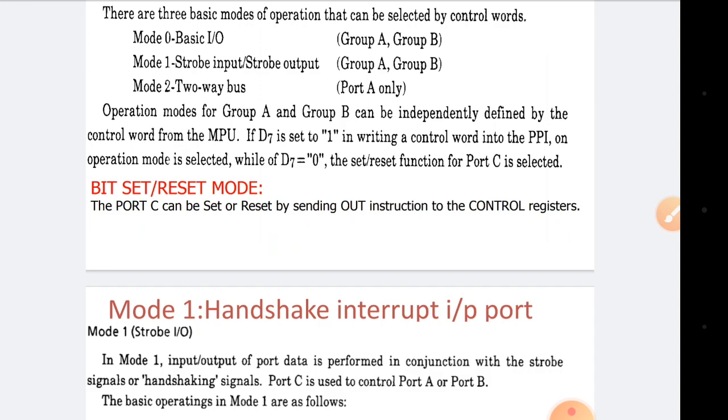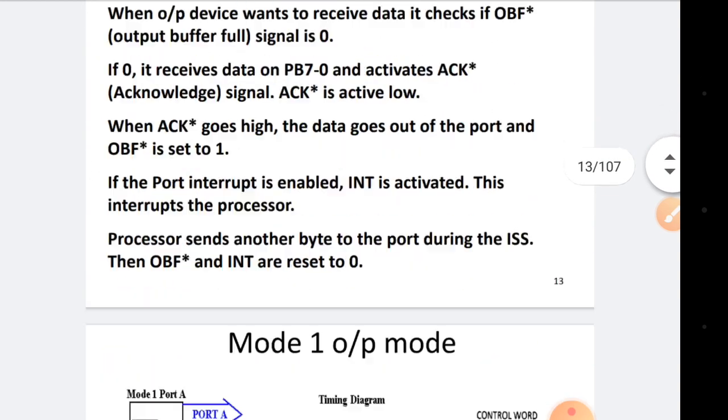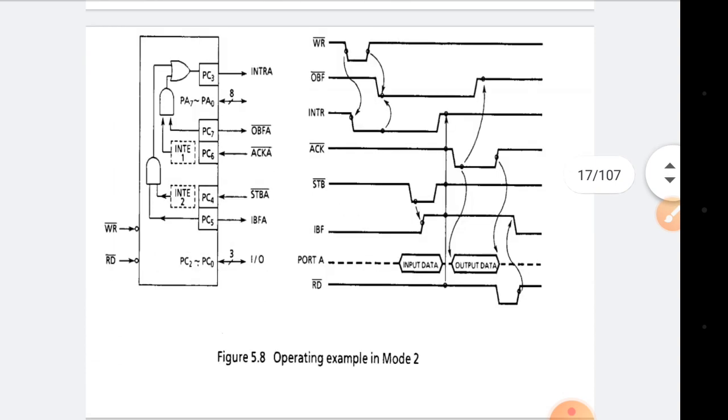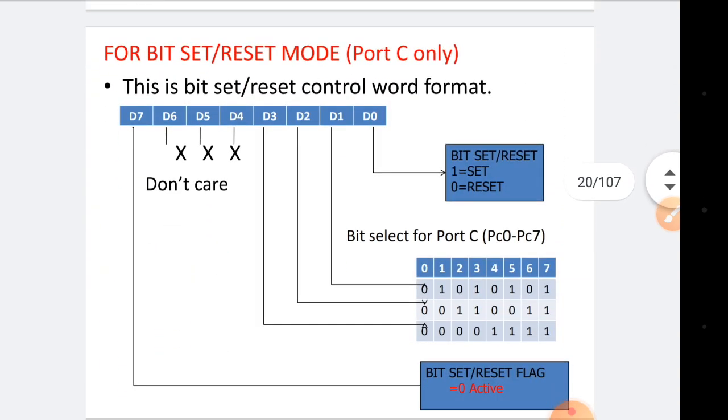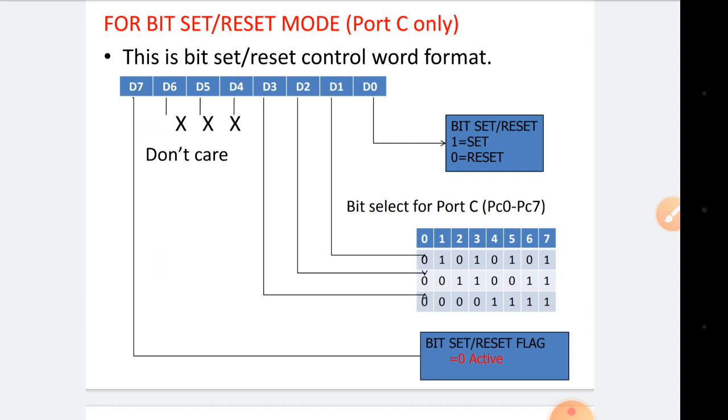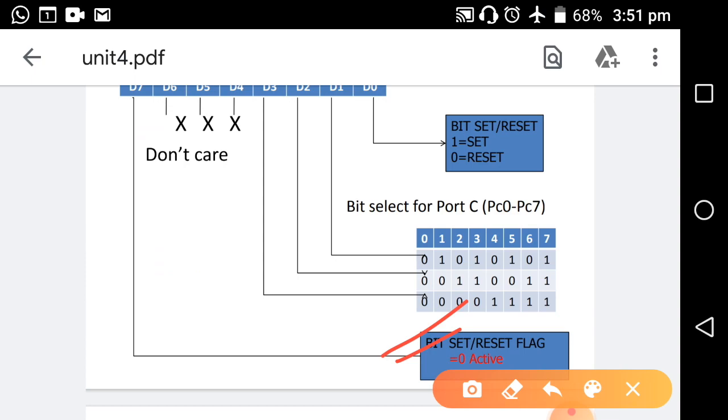Then we will discuss the bit set reset mode. Here this is the bit set reset mode. If the D7 bit is 0, then the 8255 comes under the bit set reset mode. In the bit set reset mode, the D6, D5 and D4 bits are don't care, which means they are not used.